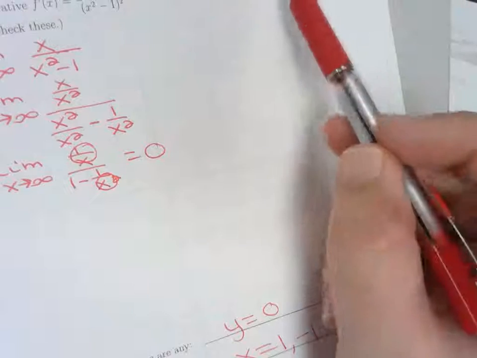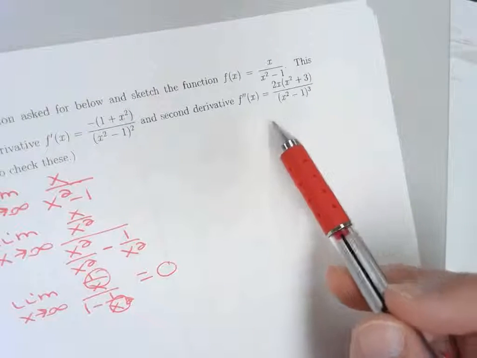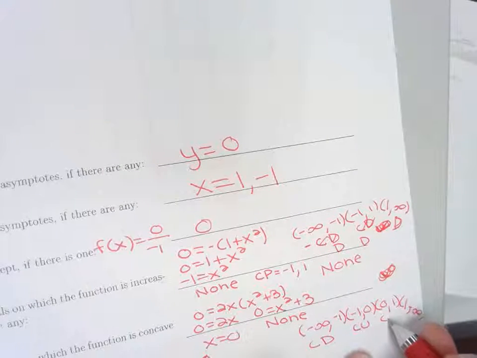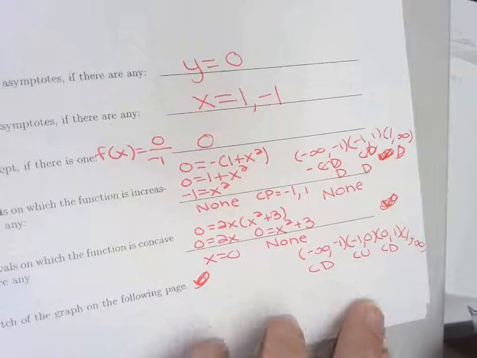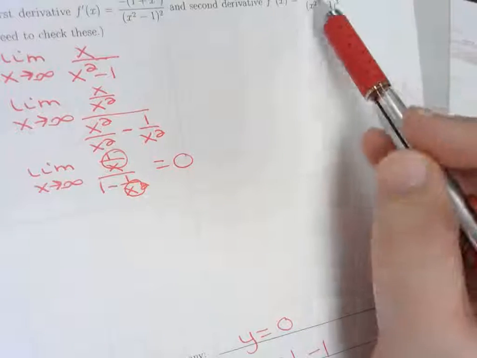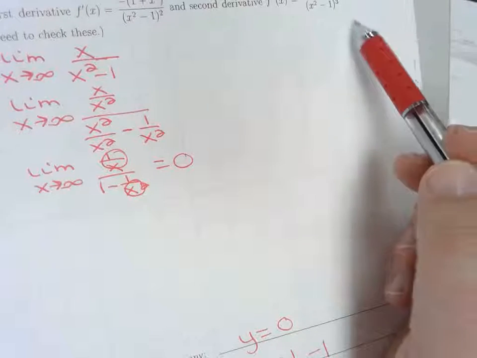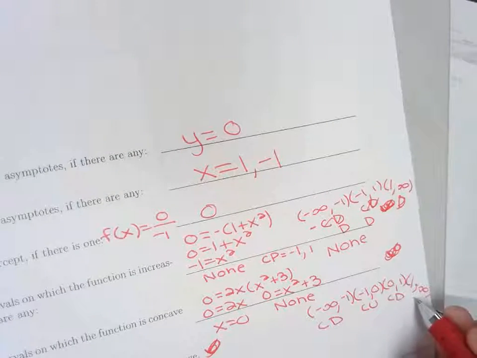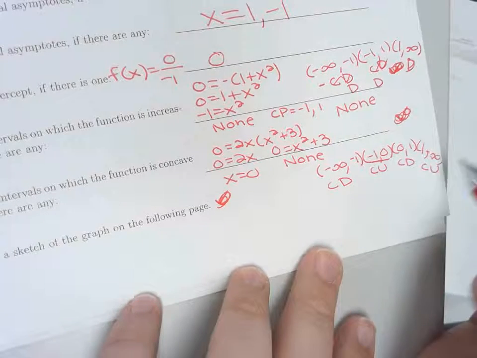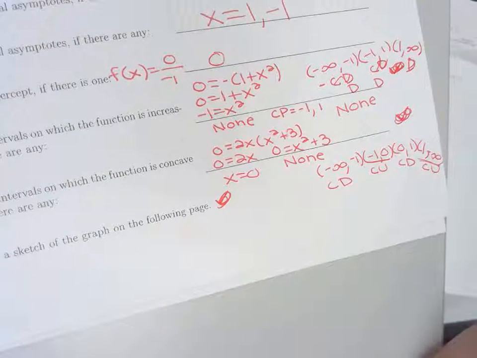Positive a half, you will get positive on top and negative on bottom, so that will be concave down. And then 2, you will get positive over positive, so concave up. So give the intervals in which the function is concave up: negative 1 to 0, and 1 to infinity.